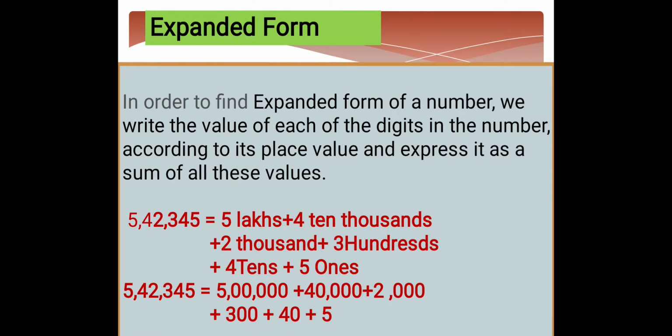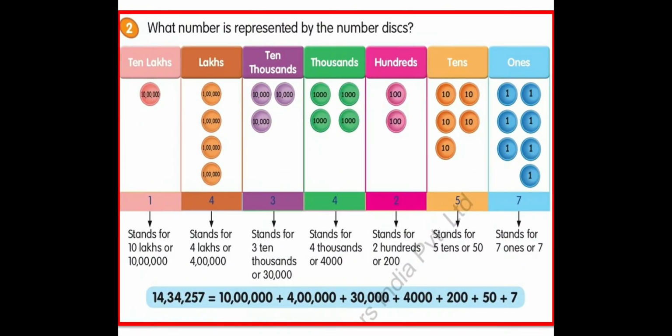Expanded form is when we write the value of each digit in the number according to its place value and express it as a sum of all these values. So 5 is at the lakhs place, 4 is at the 10,000 place, 2 is at the thousands place, this is at the hundreds place, this is tens, this is ones. This is the expanded form. This is another way of representing the standard form. This is the expanded form, and here this is a 7-digit number, 14,34,257.